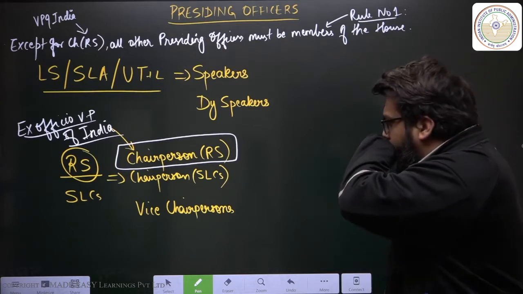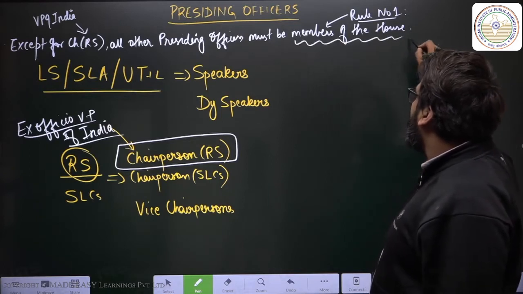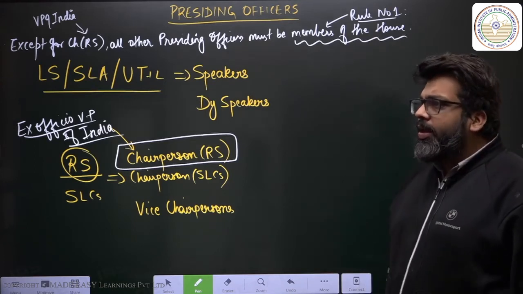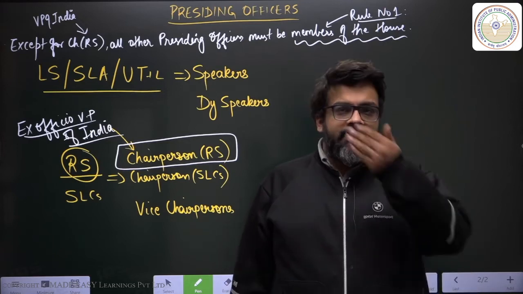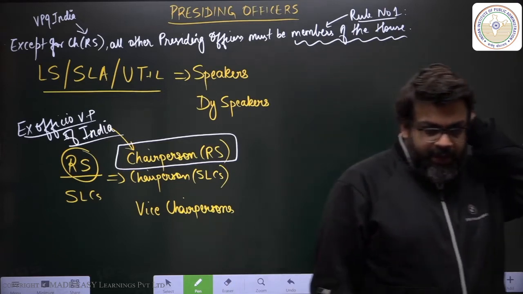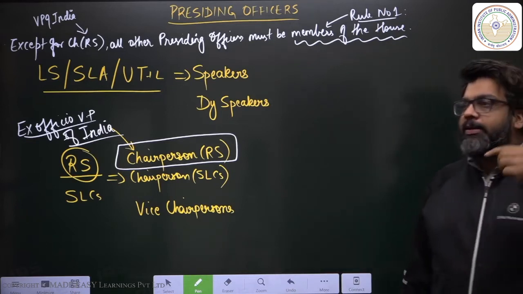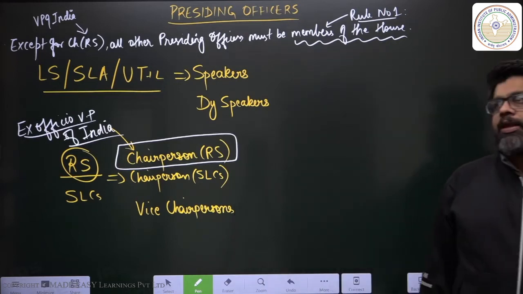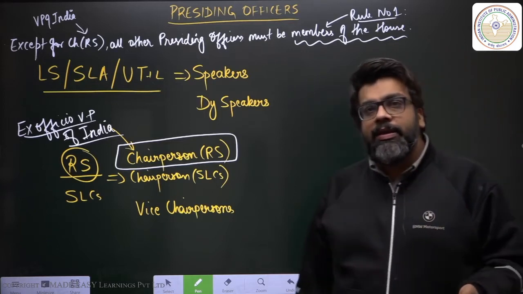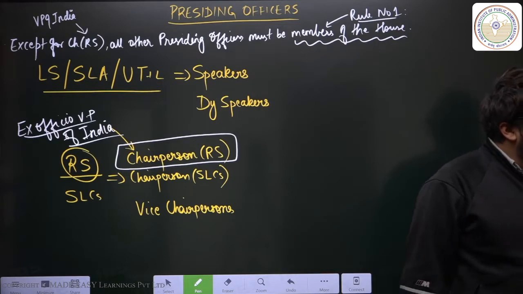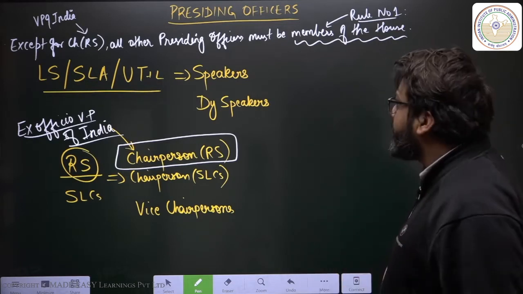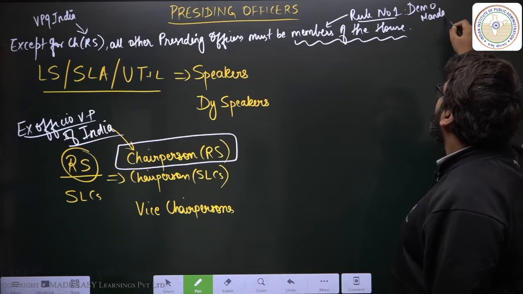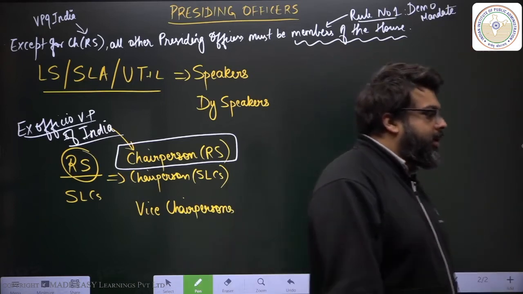Now, why must they be members of the House? See, they must be members of the House primarily because if you're not a part of the class, then you have no right to tell the class to keep quiet. Similarly, if you're not a member of the House, then you don't have the right to govern the House, to discipline the House, to take some decisions procedurally on behalf of the House and for the House, which is nothing but democratic mandate. Okay, clear? All right.